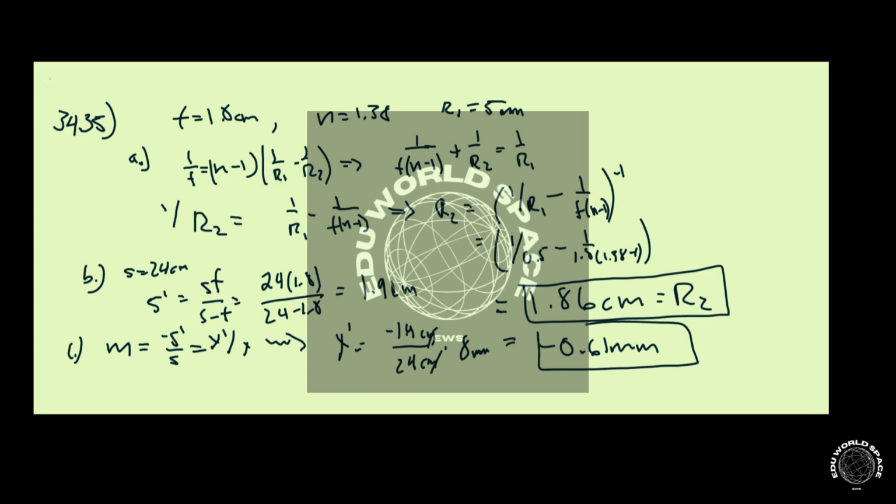And it's negative, so that means we know that the image is inverted. And we also know that the image is real because it has a positive image distance. So S prime being positive means we're at a real image. So inverted and a real image.